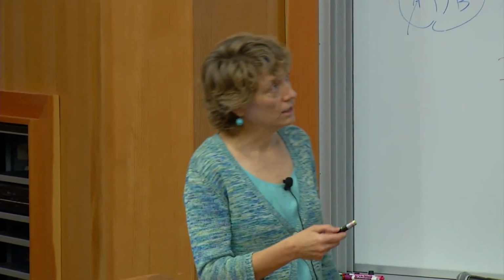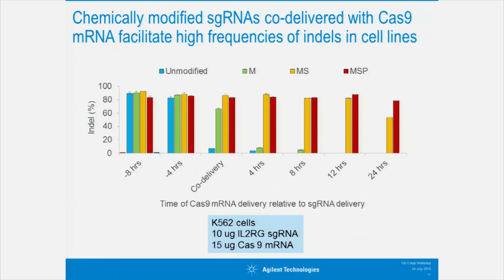So the leading hypothesis for why the modified guide RNAs work better is because it stabilizes them to exonucleases. To try to understand a little better whether that was a factor in what was happening, we did a time course. K562 cells are very robust. You can serially electroporate them and they're just fine with it. You can't do that with primary cells, but you can do it with these cells.